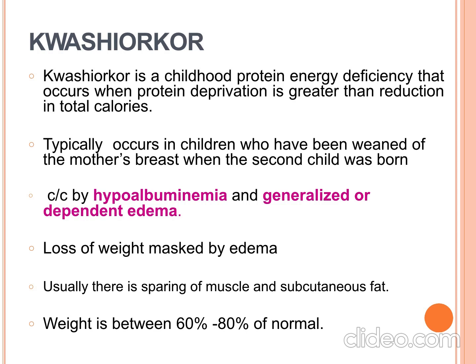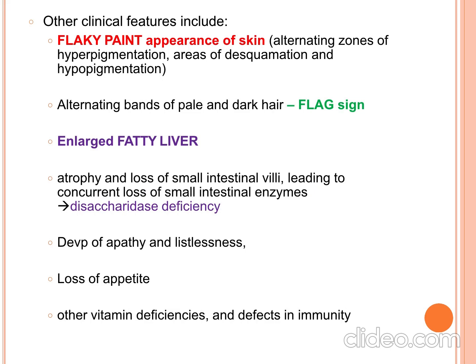Usually, there is sparing of muscle and subcutaneous fat, and weight is between 60 to 80% of the normal. Other clinical features include flaky paint appearance of the skin, alternating zones of hyperpigmentation, and areas of desquamation and hypopigmentation. Alternating bands of pale and dark hair, called the flag sign, an enlarged fatty liver, atrophy and loss of small intestinal villi leading to concurrent loss of small intestinal enzymes, that is disaccharidase deficiency, development of apathy and listlessness, loss of appetite, other vitamin deficiencies, and defects in immunity.